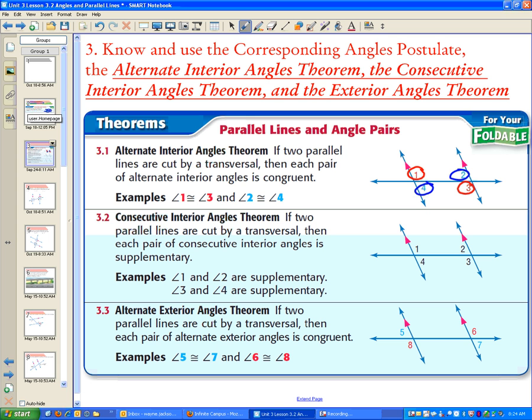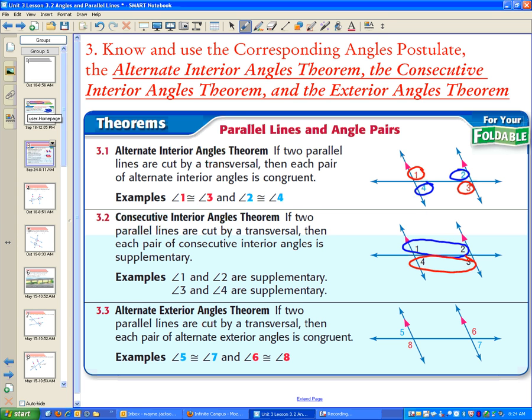Then we look at the consecutive interior angles theorem. If two parallel lines are cut by a transversal, then each pair of consecutive interior angles is supplementary. So the measure of angle 1 plus the measure of angle 2 has to equal 180. And the measure of angle 4 plus the measure of angle 3 equals 180.